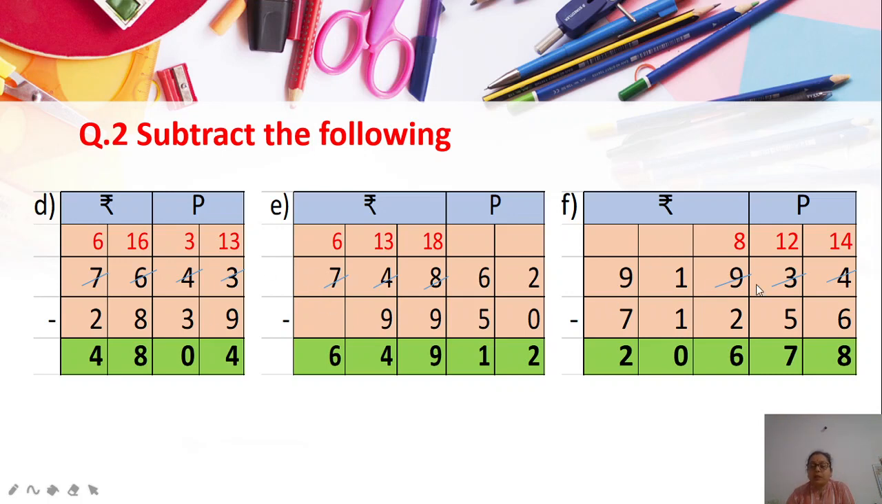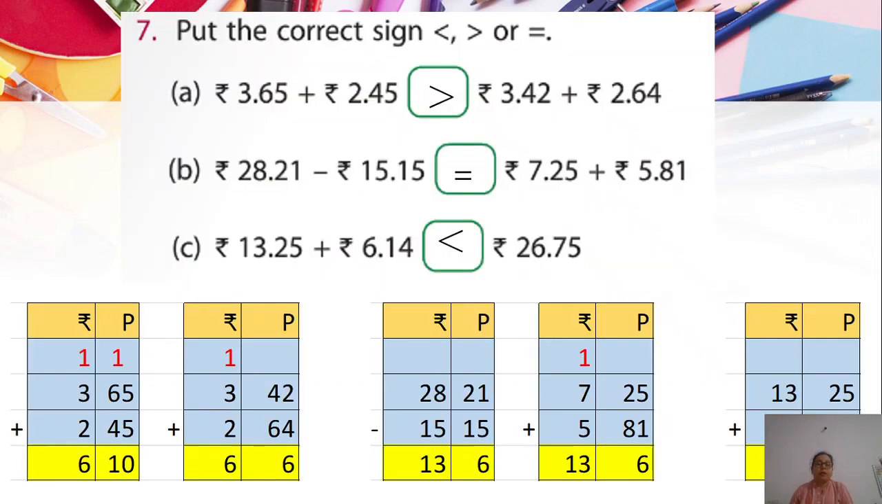Now in rupees, my 9 is now 8 and 8 minus 2, I got answer 6. Here 1 minus 1, it will be 0 and 9 minus 7, it is 2. So in this way, we can do the subtraction of rupees.